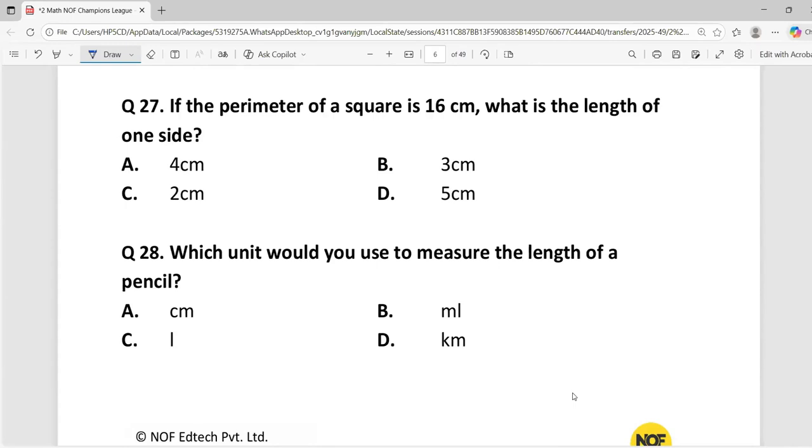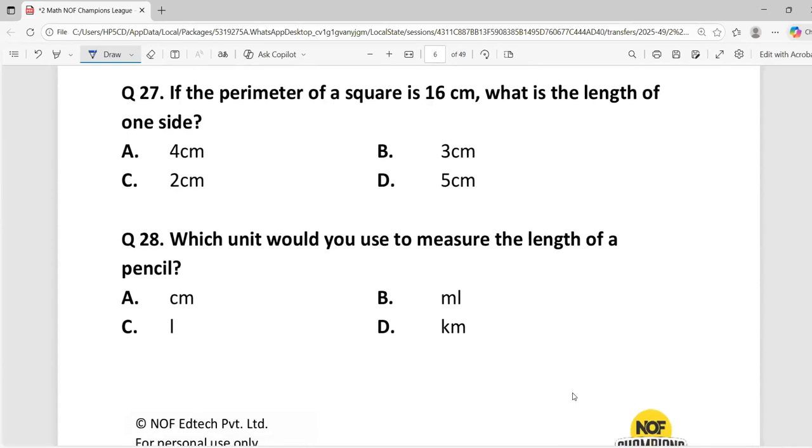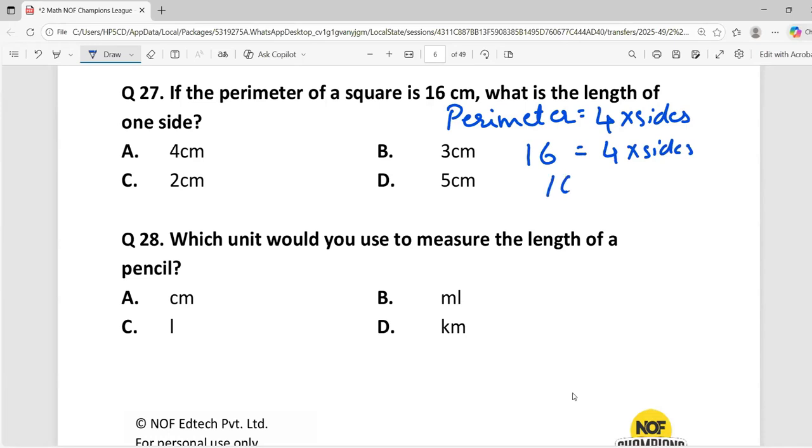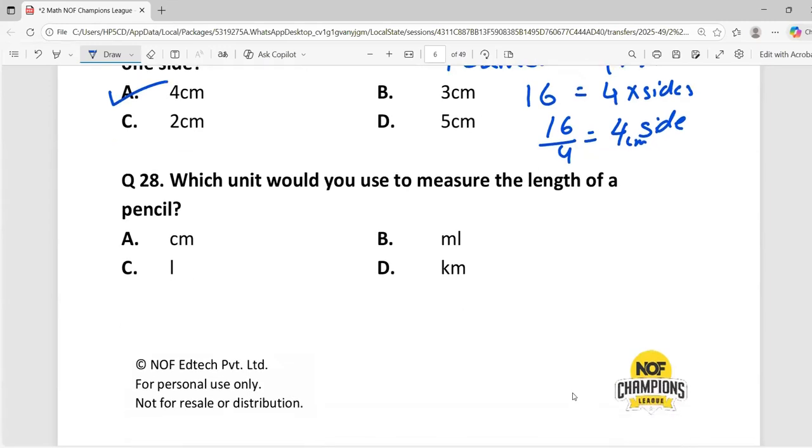The 27th is: if the perimeter of a square is 16 centimeters, what is the length of one side? Now the perimeter formula: the perimeter of a square is equal to 4 times the side. You have 16 as your perimeter and the side you don't know. So what will you do? 16 divided by 4 is 4. So one side is equal to 4 centimeters. Option A is the correct one for the 27th answer.